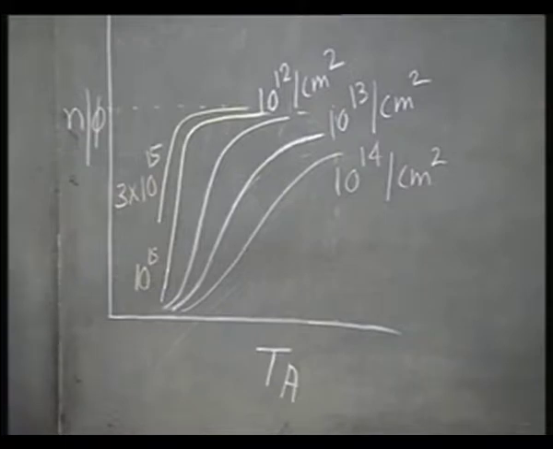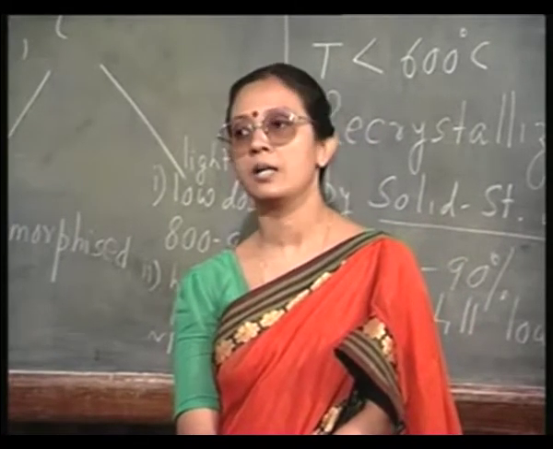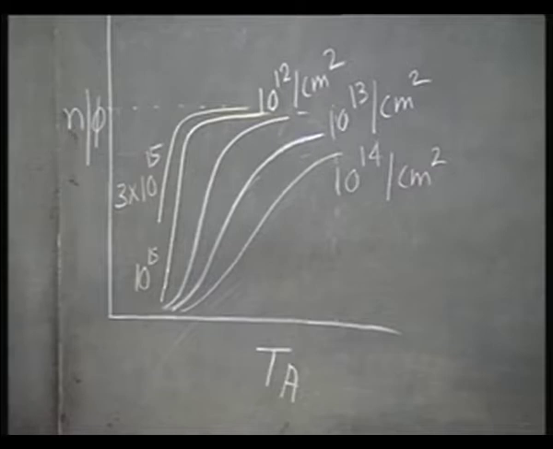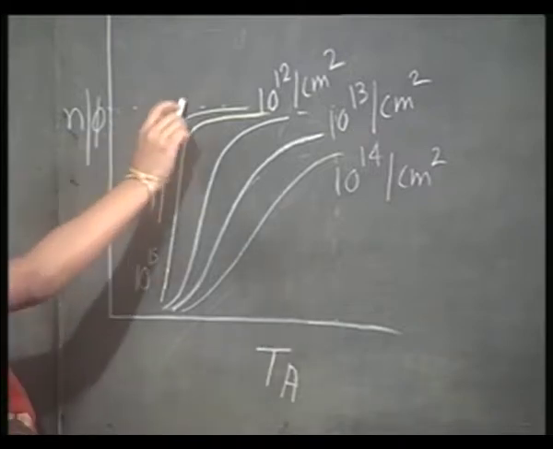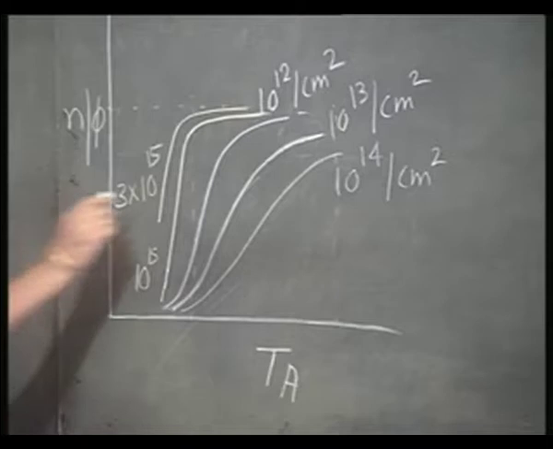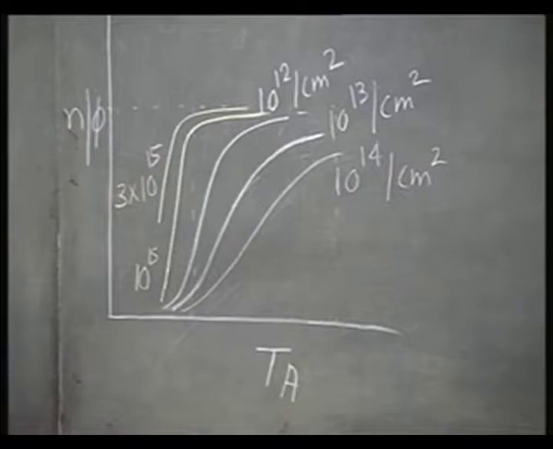But we see a reversal of trend if we go to still higher dose. You see, when I have gone to 10 power 15, I find that a sharp recovery is taking place, much sharper than these cases. A sharp recovery is taking place at a much smaller temperature. This is about 600 degrees centigrade. Same thing is seen for even higher dose of 3 into 10 power 15. In fact, if anything, it showed a much faster recovery. Can we explain it on the basis of our previous discussion?